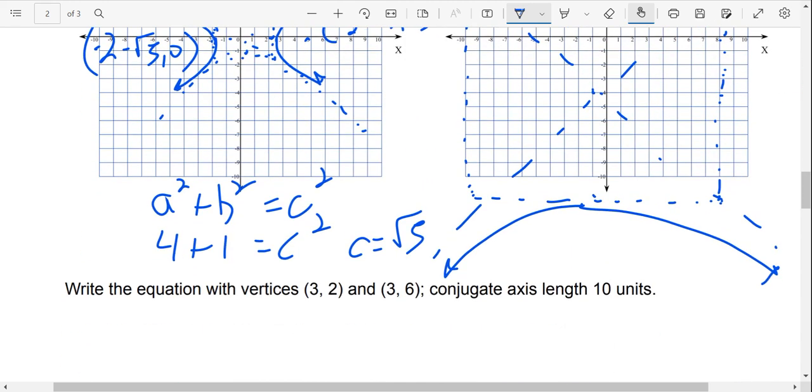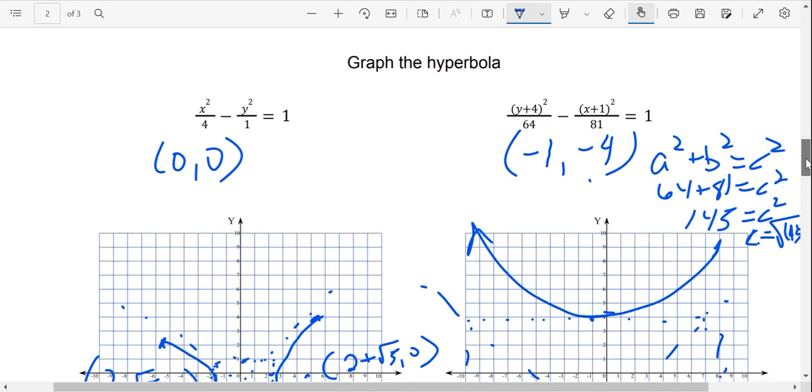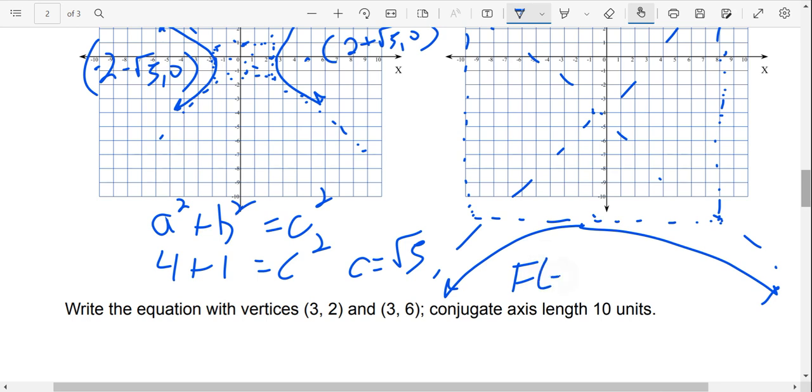If you wanted to write in the foci, our vertices were at negative 1 comma 4, so you do negative 1 comma 4 plus root 145, and then negative 1 comma negative 12 minus root 145. There you have it.